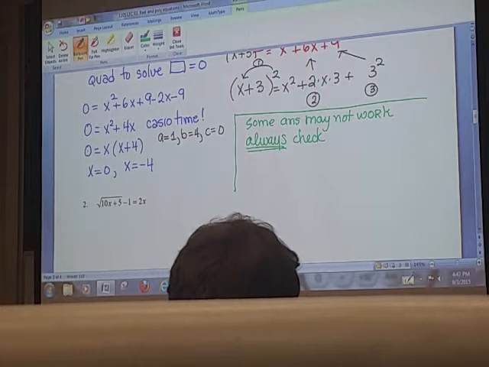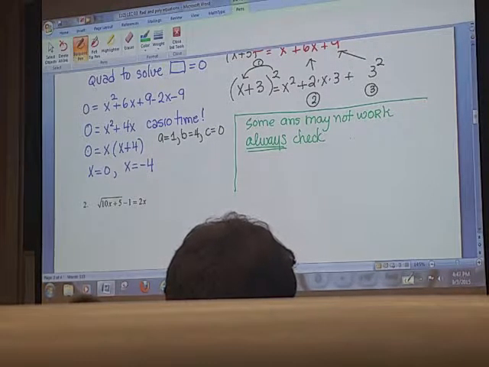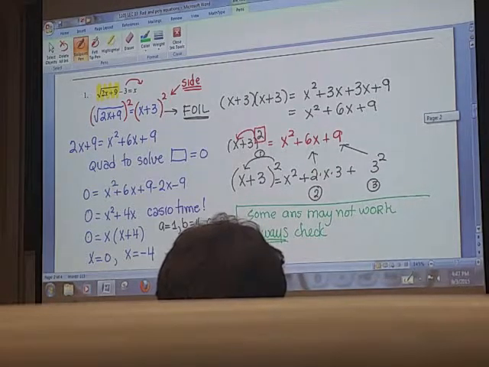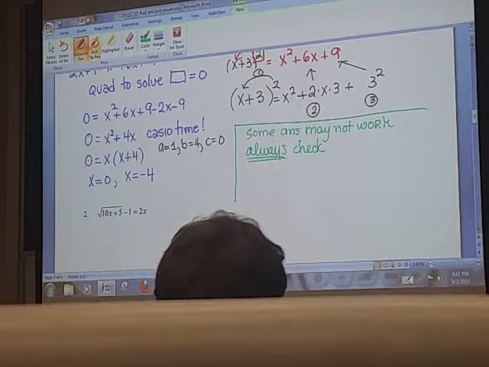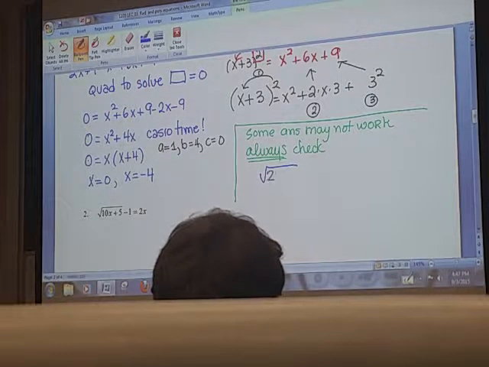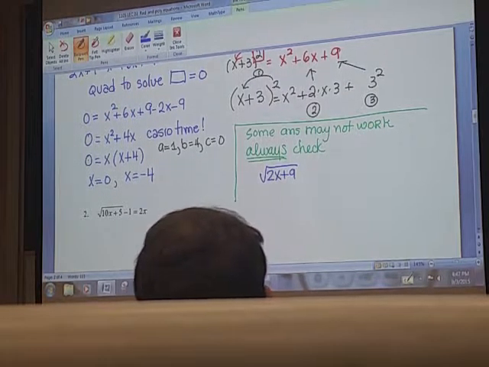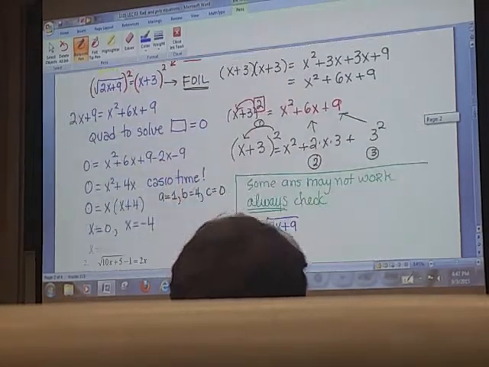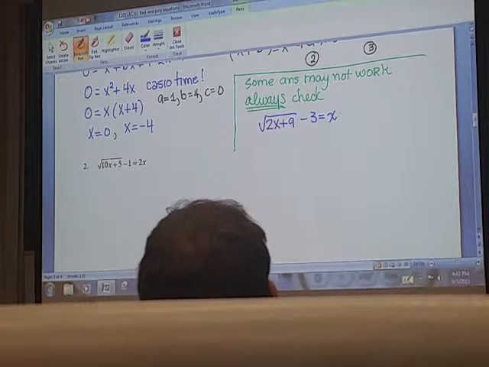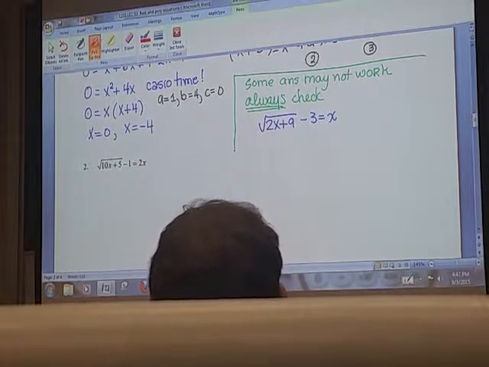Okay? When you have an even root, so if you square both sides or take the fourth power, whatever, you always check. So that means I go back to the original equation: square root of 2x plus 9, minus 3 equals x. And I check what I think are my solutions.